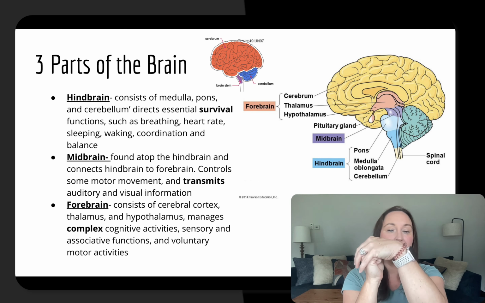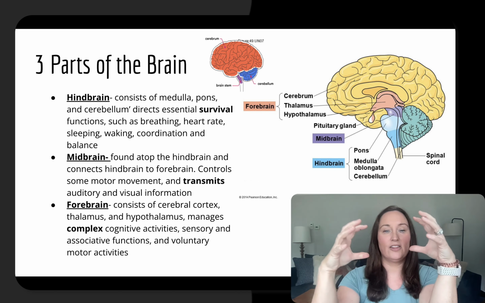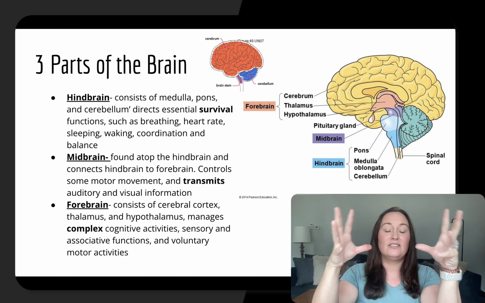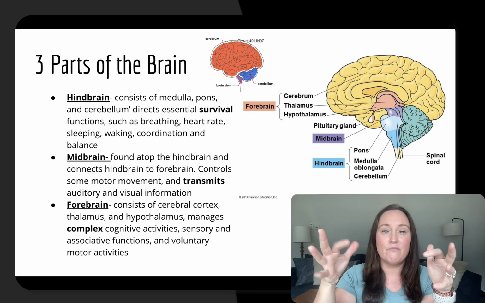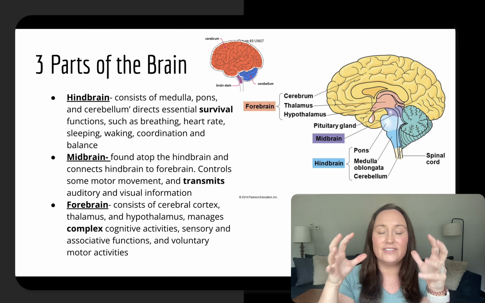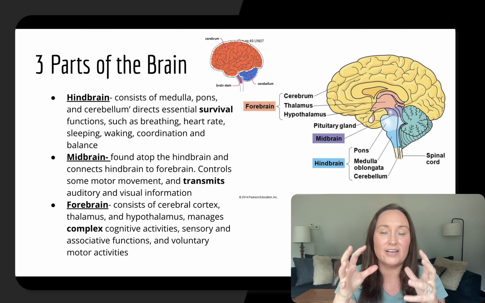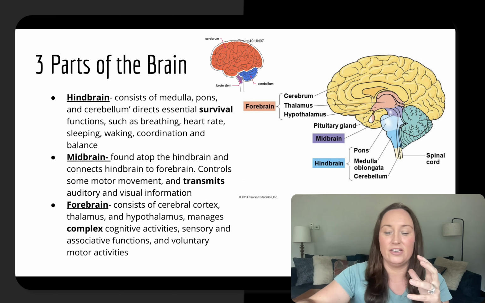Finally, if you had a partner, the final hand gesture would be someone keeps doing this. The other person goes like this around it because it's the outermost layer. It is the most complex. It is where we are most evolved as an animal. And that is the forebrain. So complex cognitive activities happen here.